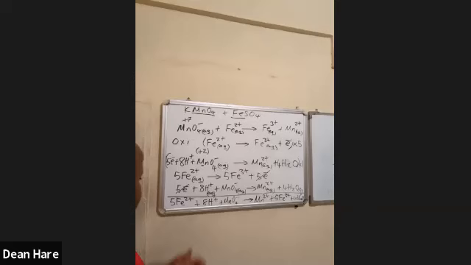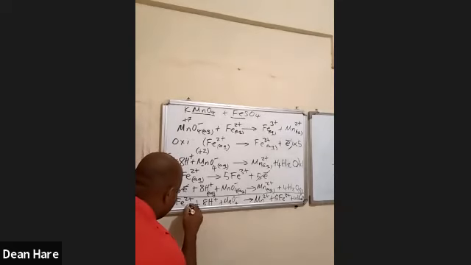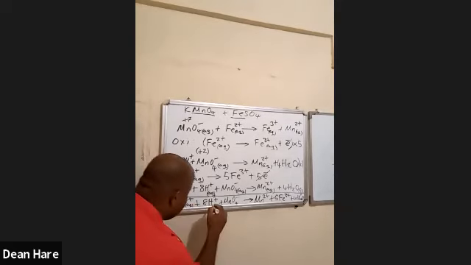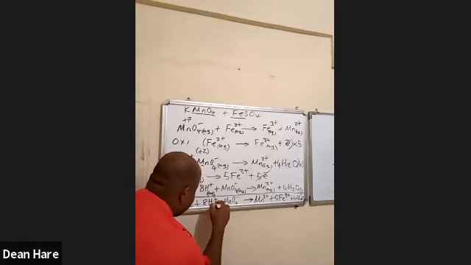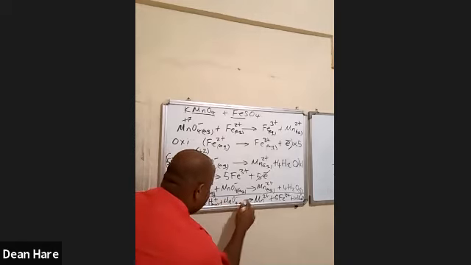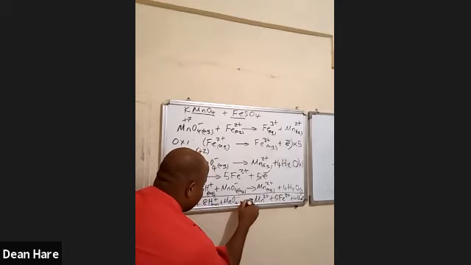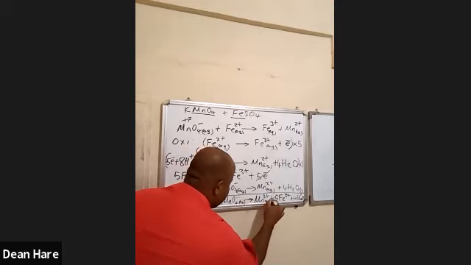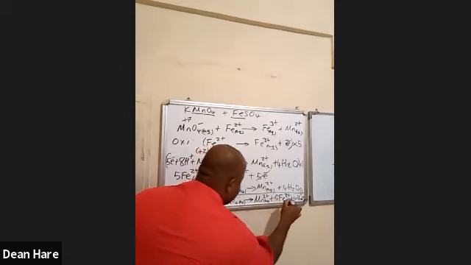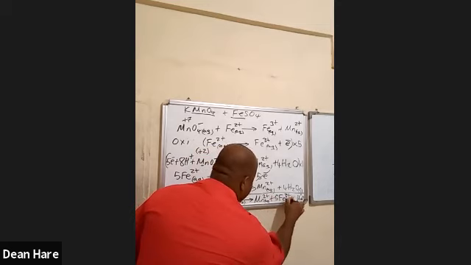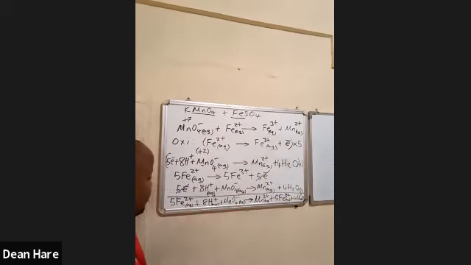Sorry, state symbols. I don't have the space. Let me try and squeeze them in. All right, aq. And liquid for water. All right, so let me give you one to try now from the PDF.